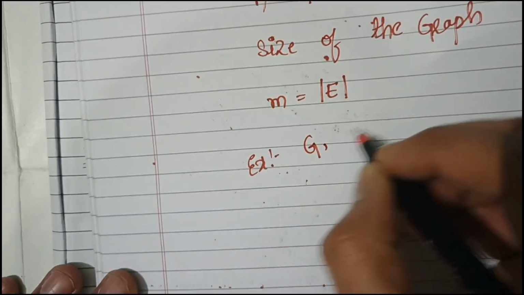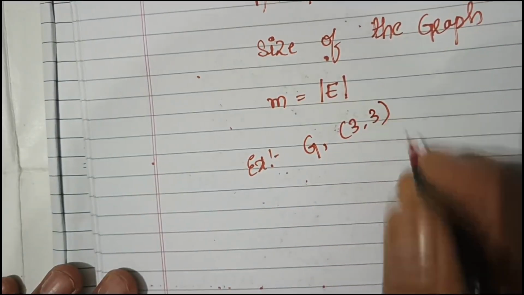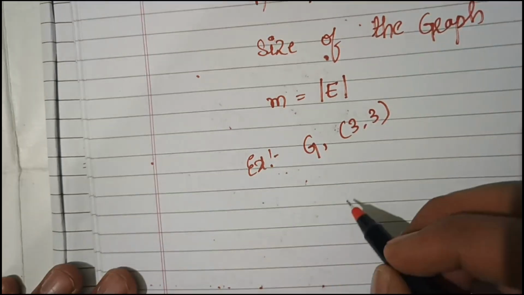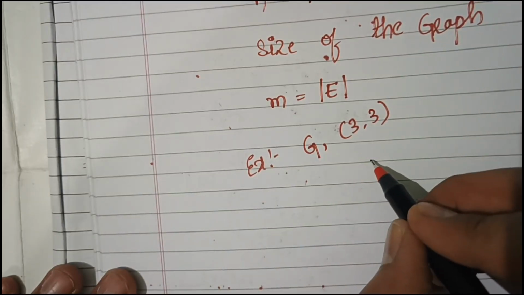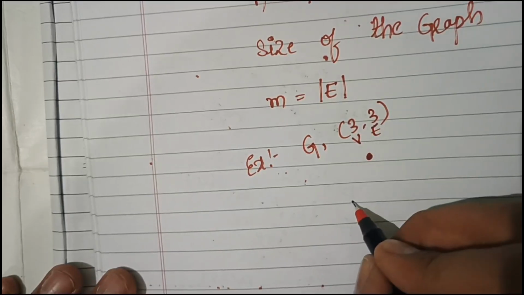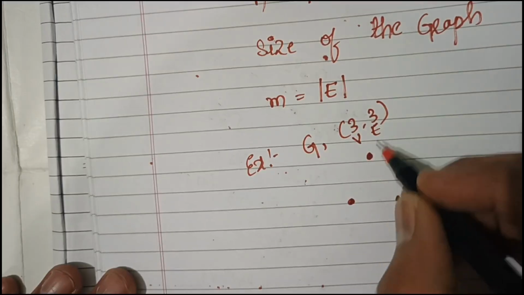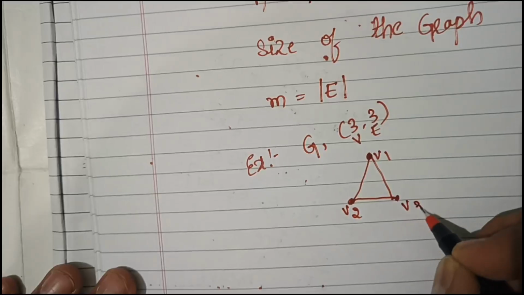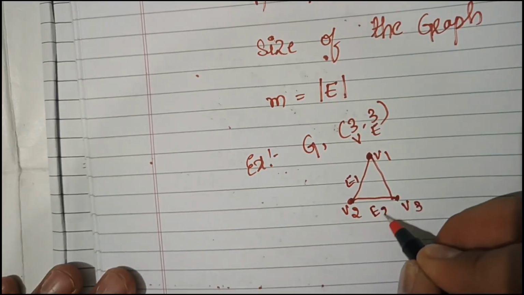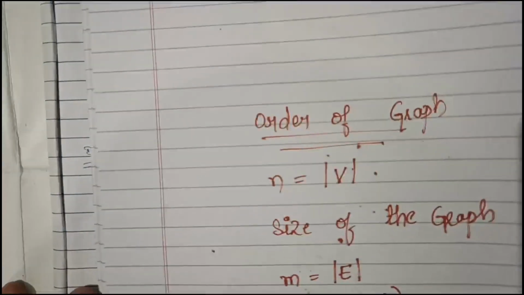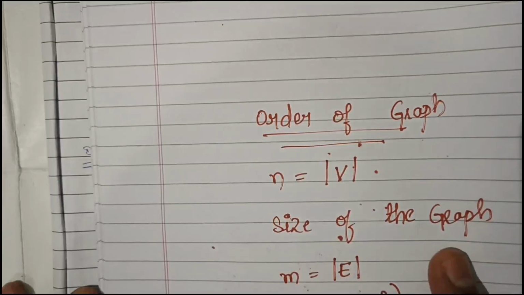Let's understand with one example. G of 3 comma 3. You should find the order as well as the size of the graph. So how can you find it? First we should draw the graph. How many edges and how many vertices are there? This is the vertex, this is the edge. There are 3 vertices, V1, V2, V3, and 3 edges, E1, E2, E3. First we find the order of the graph, next we find the size of the graph.